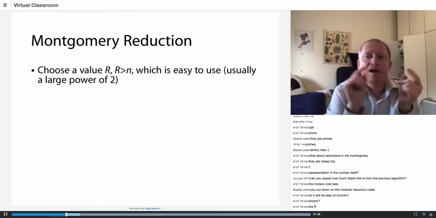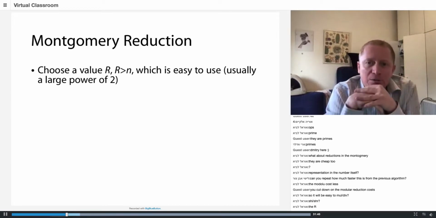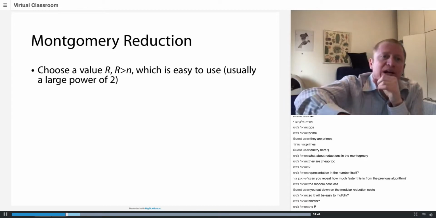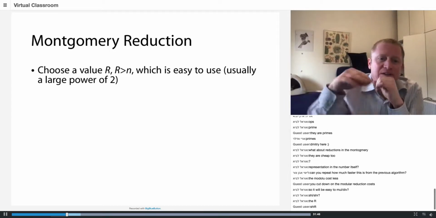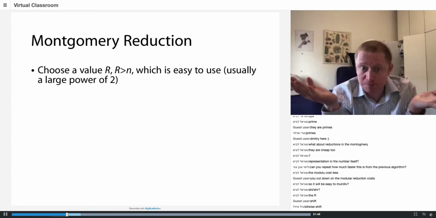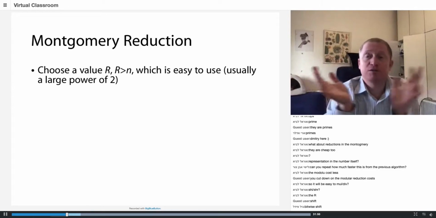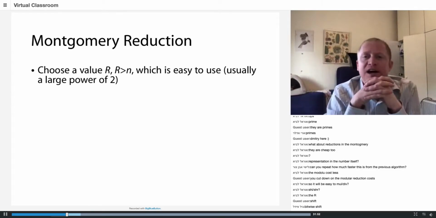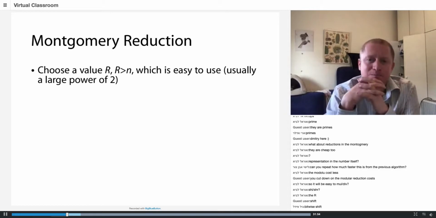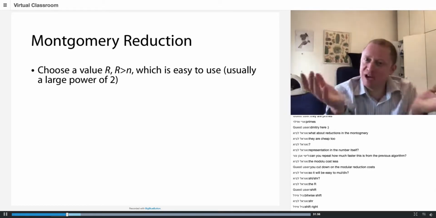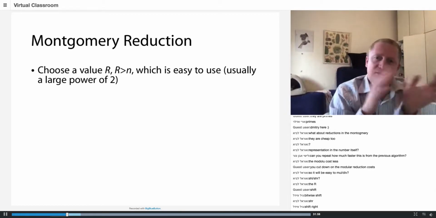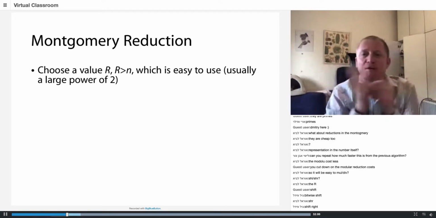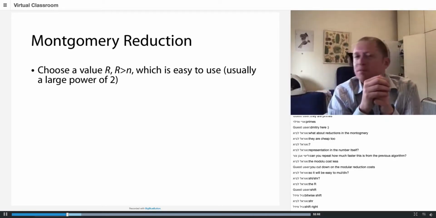So how do I multiply by R? I shift. Perfect, I shift. How do I divide by R? Now I also shift, right? I shift to multiply and I shift to divide, which is very, very cool, very, very cheap.